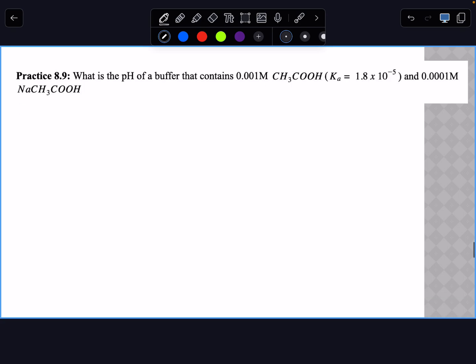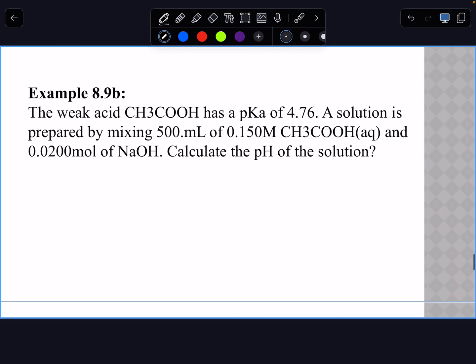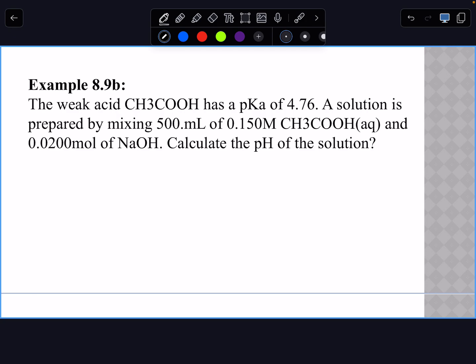Okay, take a look now at this example problem. It's the same overall question, but our approach is different. What was our last type of buffer? What were the two things mixing? Salt and weak acid or base. Whenever it's a salt with a weak one, it's pretty straightforward. You plug in the salt on the top, the acid or the base on the bottom, and solve it.